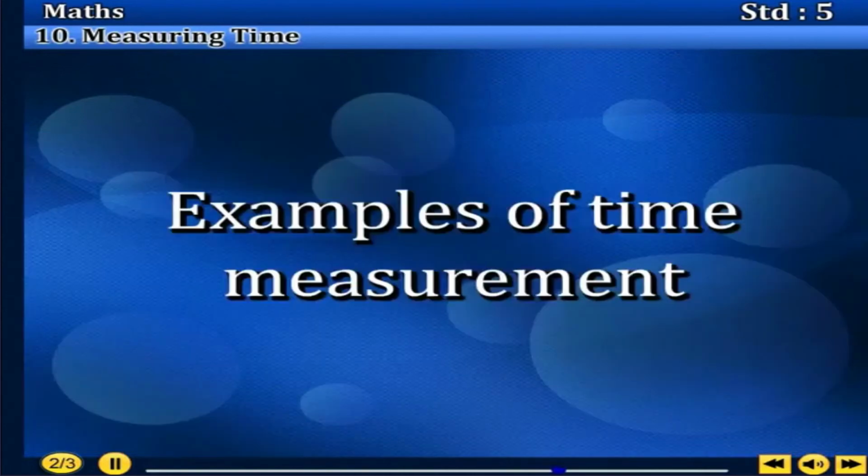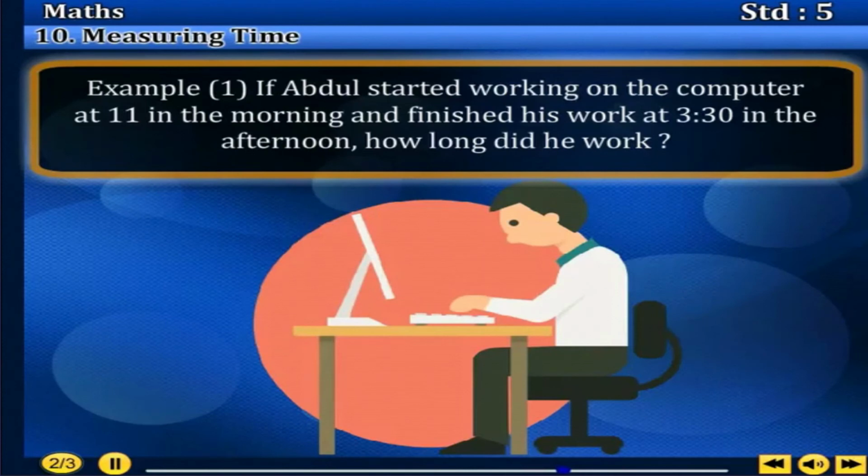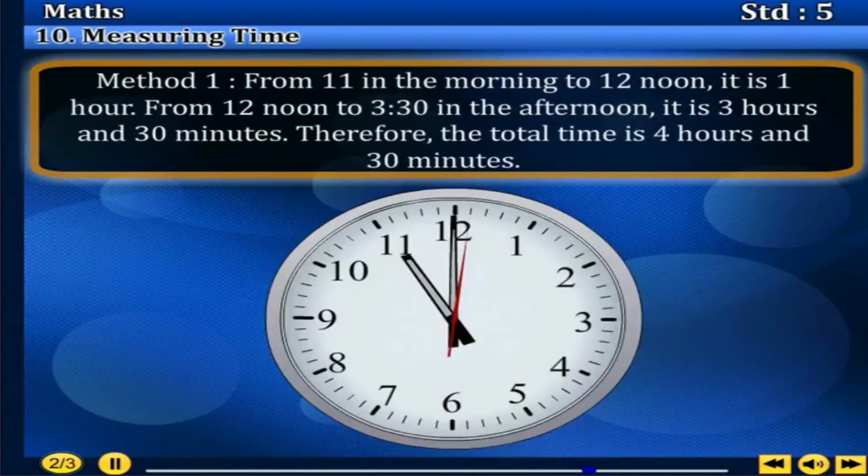Examples of time measurement. Example 1. If Abdul started working on the computer at 11 in the morning and finished his work at 3:30 in the afternoon, how long did he work? Method 1. From 11 in the morning to 12 noon, it is 1 hour. From 12 noon to 3:30 in the afternoon, it is 3 hours and 30 minutes. Therefore, the total time is 4 hours and 30 minutes.